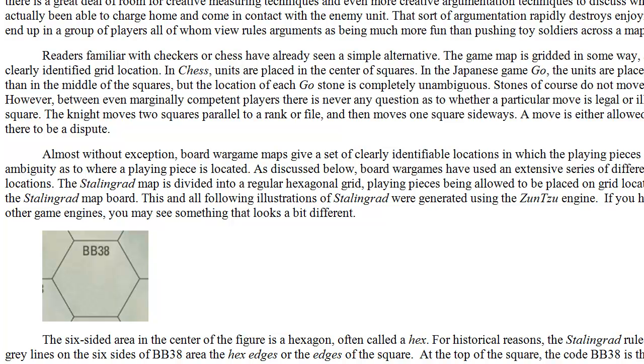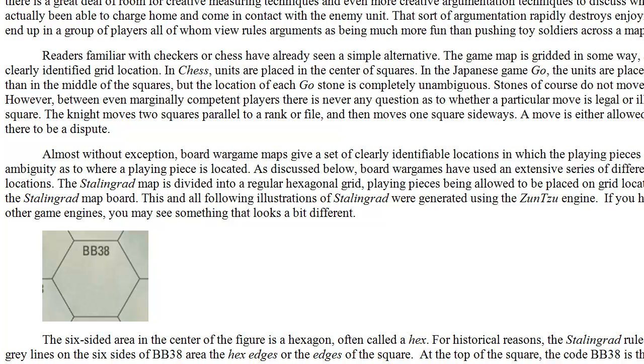For example, in chess, we have a pawn, and the pawn can move forward exactly 1 space, except on its first turn, when it's allowed to move forward 2 spaces. There can be no dispute that you've moved 1 space or 2 spaces. That's all you can do. So we do the same thing on a map. We lay down a grid, and we put the units on the grid.